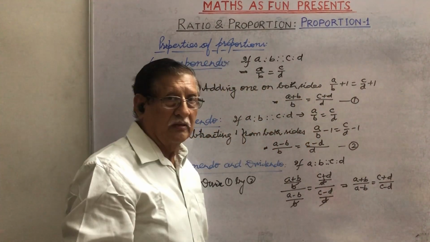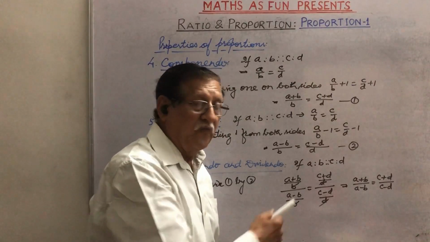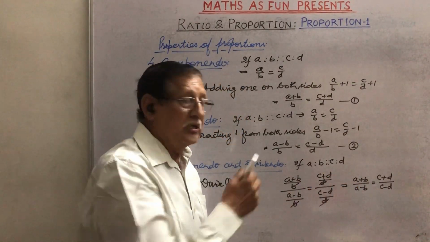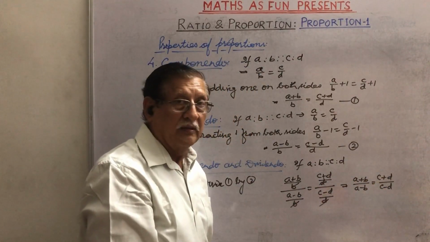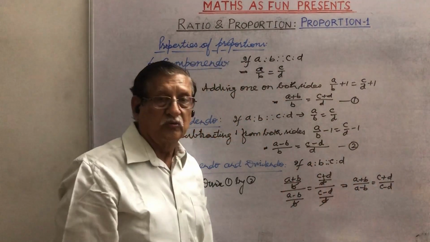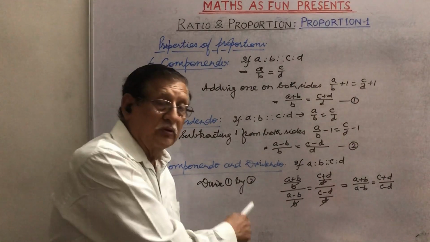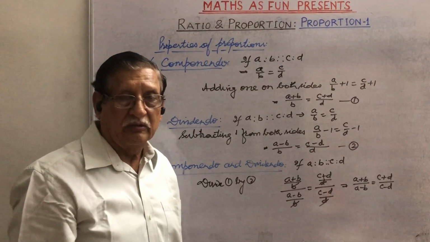It means the ratio of the sum of first and second term to the difference of first and second term is same as the ratio of the sum of the third and fourth term and the difference of the third and fourth term. This is known as componendo and dividendo. Why? Because this is a combination of both componendo and dividendo.